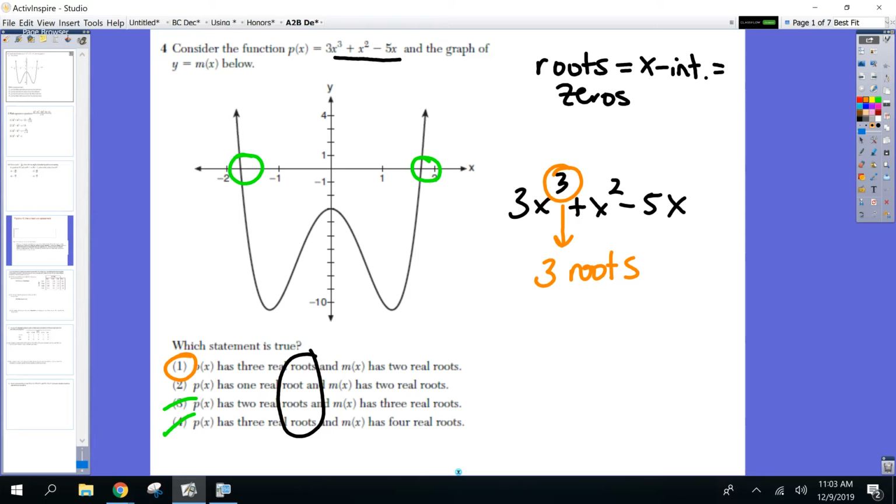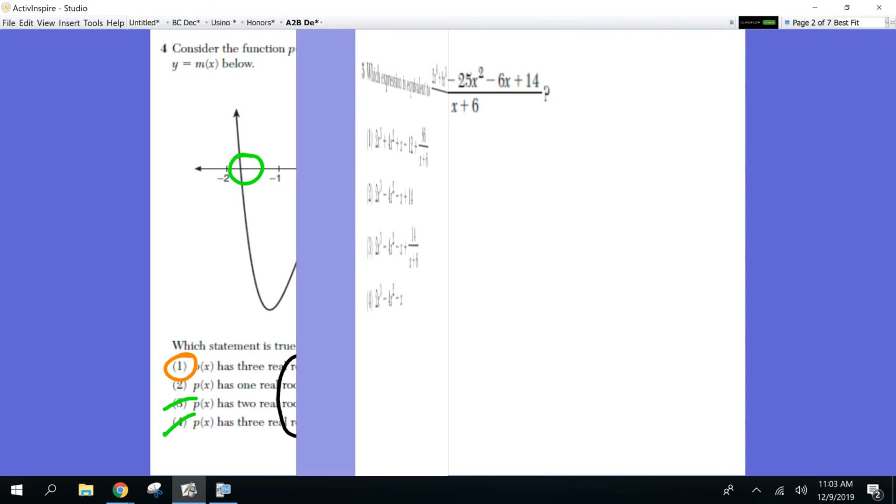The last 3 we've done so far haven't really involved too much math, huh? And you've already gotten 6 points. Unfortunately, though, on this next one, we are going to have to start doing some math. Number 5.